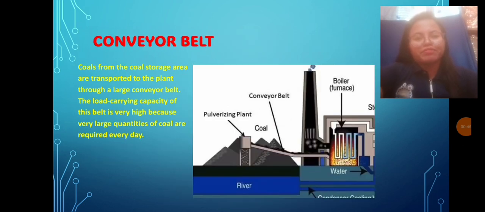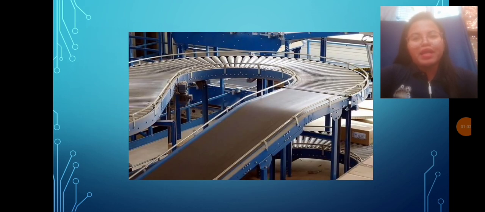Conveyor belt. Coal from the coal storage area is transported to the plant through a large conveyor belt. The load carrying capacity of this belt is very high because very large quantities of coal are required every day. They come with an endless rubber, balata or canvas belt running over pulleys or a pair of end drums, with rollers or idlers at regular intervals for support.